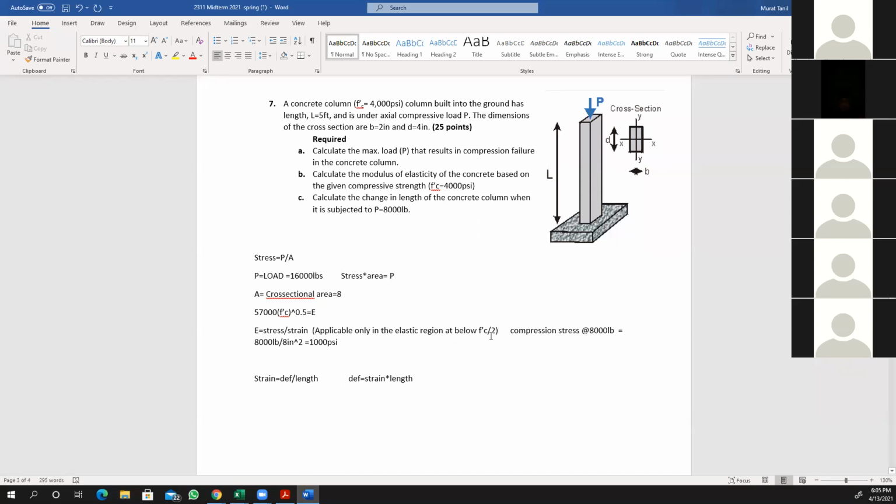So f'c over 2 is 4,000 divided by 2, which is equal to 2,000, which is bigger than 1,000. So I checked, I'm in the safe elastic region, and I can use the equation. All right, so I got 1,000 psi. Now let's solve for the strain.